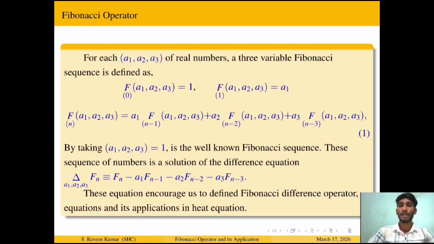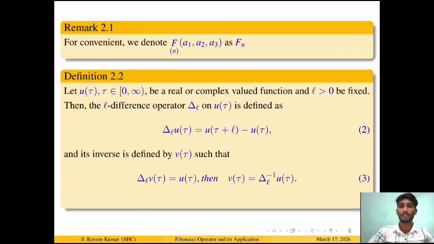For each a1, a2, a3 of real numbers, a three-variable Fibonacci sequence is defined as f of a1, a2, a3 is equal to 1, f of a1, a2, a3 is equal to a1. In general term, f of a1, a2, a3 is equal to a1 times f of a1, a2, a3 plus a2 times f of a1, a2, a3 plus a3 times f of a1, a2, a3. This is equation 1. By taking a1, a2, a3 equal to 1, it is the well-known Fibonacci sequence. Remark: for convenience, we denote fn of a1, a2, a3 as fn.